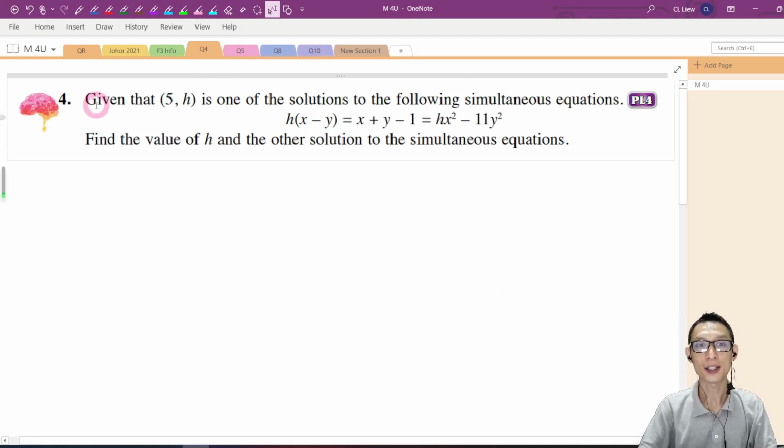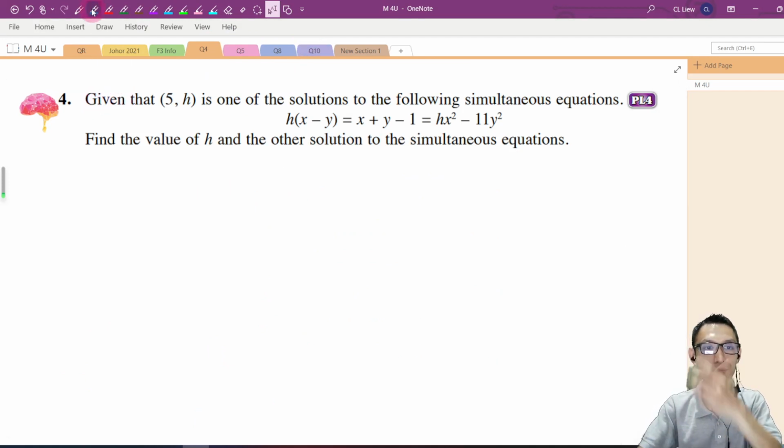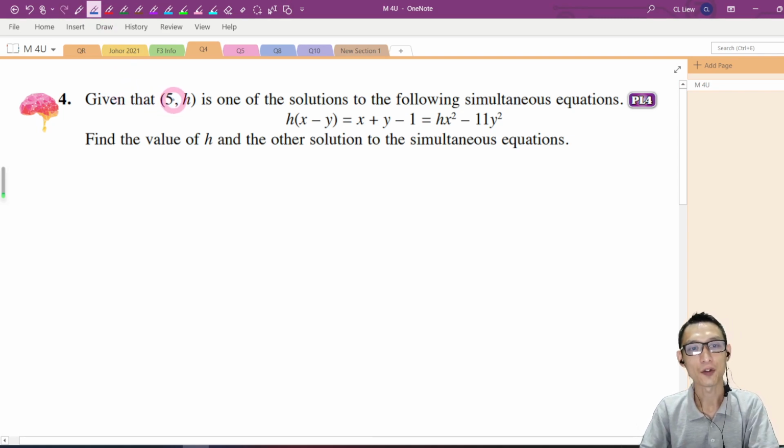Okay, now let's look at question number 4 first. Given that (5, h) is one of the solutions of the following simultaneous equations, we want to find the value of h and the other solution to the simultaneous equations. So (5, h) means that when x is equal to 5, y is equal to h.